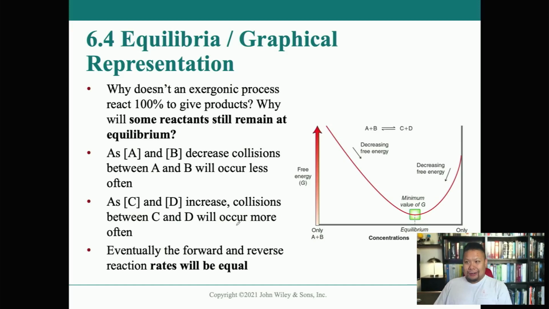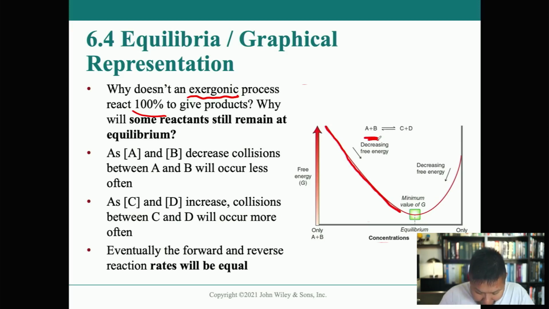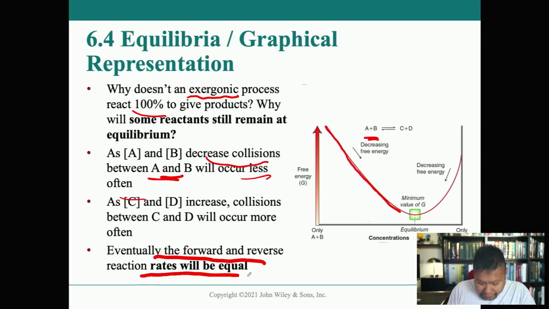Why doesn't an exergonic process, a spontaneous process with a negative delta G, go to 100% products? Well, as the reaction progresses, the concentration of A and B decreases, so collisions will occur less often. Eventually, the forward and reverse reaction rates will be equal, and that's your equilibrium point. Okay? That's your equilibrium point.